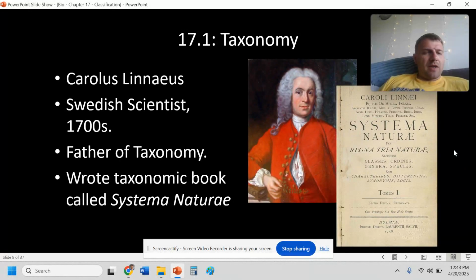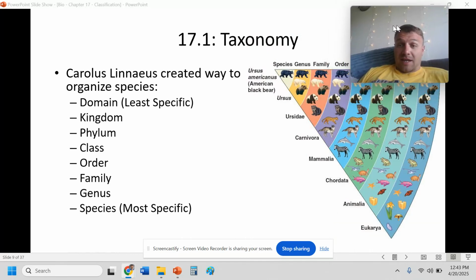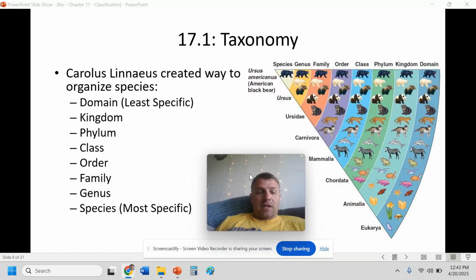Now, we didn't have a way of universally classifying species until Carl Linnaeus came around in the 1700s. He was a Swedish scientist and basically the father of taxonomy. He wrote a book and showed us the best way to classify species. This way of classifying species is called the Linnaean classification system. He originally didn't have all of these levels, but he had most of them.